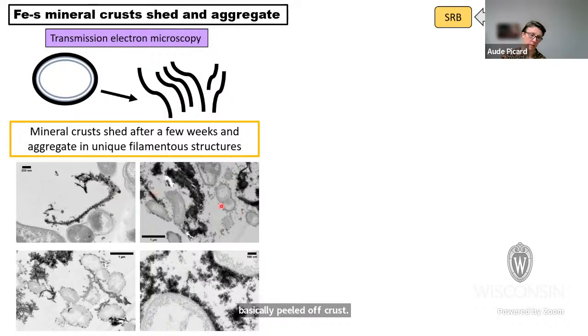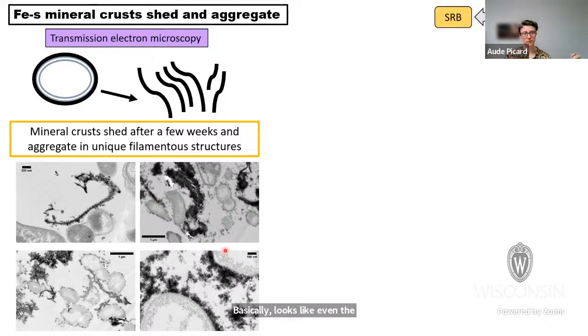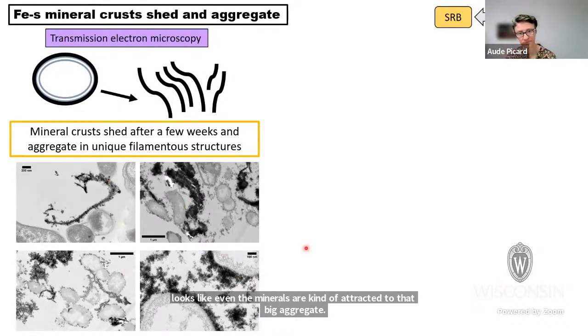Everywhere we see that, and we also see this kind of gradient. It's not a good example here, but when we have a mineral aggregate, we have cells next to the aggregates that are encrusted, and then encrustation kind of goes away with the distance from the aggregate. Because basically, it looks like even the minerals are kind of attracted to that big aggregate, and then the cells just get rid of this crust somehow.